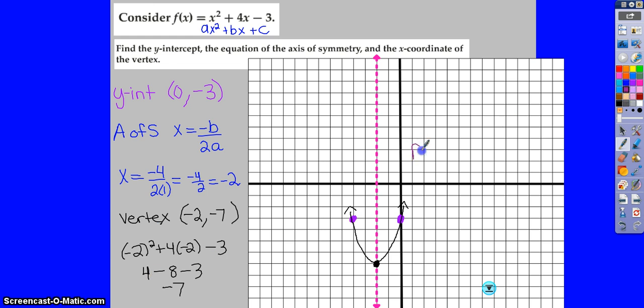Just real quick for practice, the domain of every quadratic is all real numbers, so that's from negative infinity to positive infinity. And the range of this quadratic: the lowest value is negative 7. That's my minimum value, negative 7. And then this points upward forever, so we go to positive infinity.